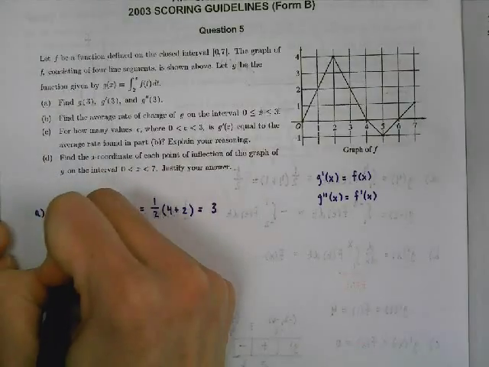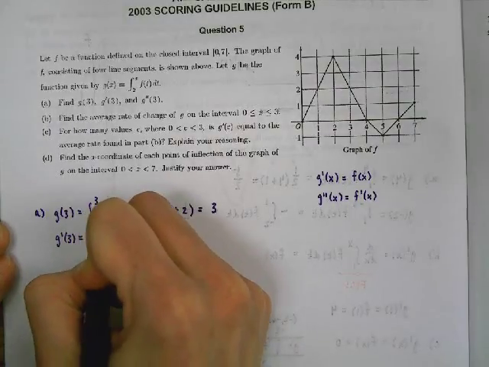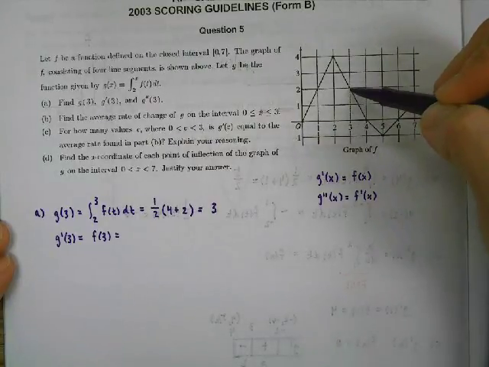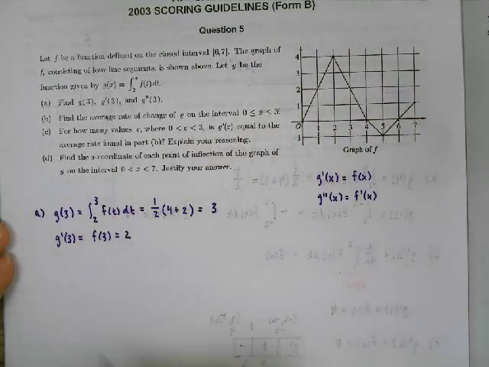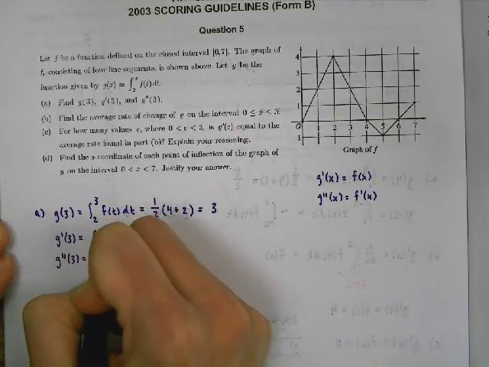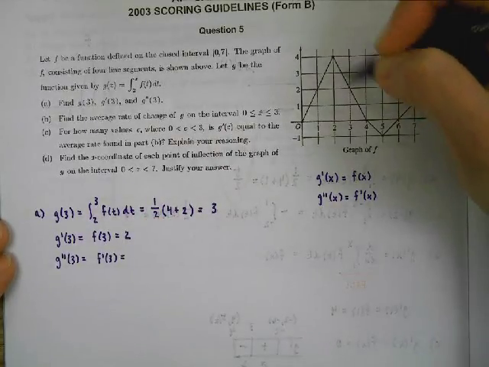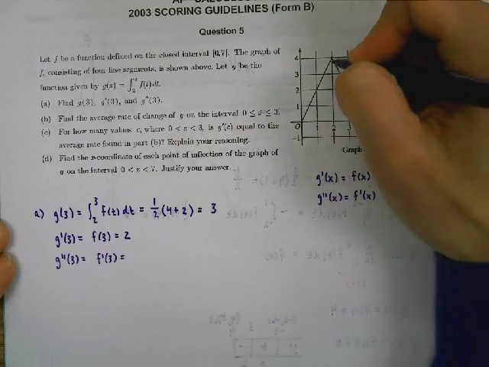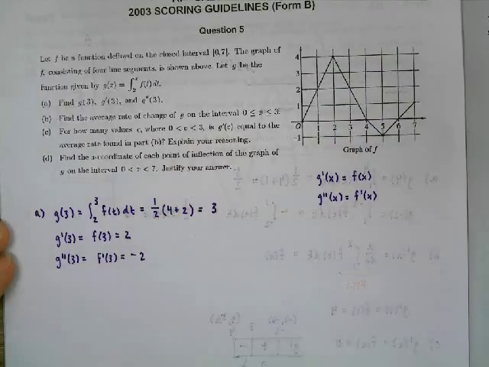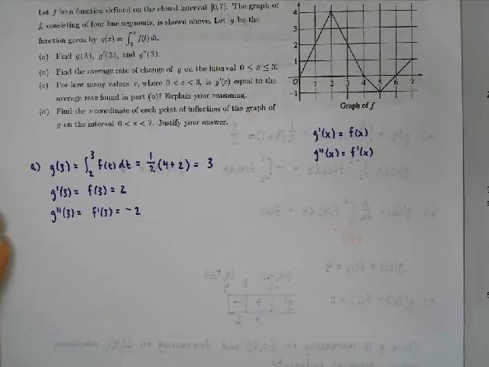Okay, then g prime of 3. Well, we said g prime of x is f of x, so g prime of 3 is just going to be f of 3. I'm going to read that right off the graph, and f of 3 equals 2. Okay, then lastly, we have g double prime of 3, which I know is f prime of 3. F prime is just the slope here, and since I have a linear piece, I know I have a constant slope, which is going to be -2 over 1, or just -2. So there's the values for part A.